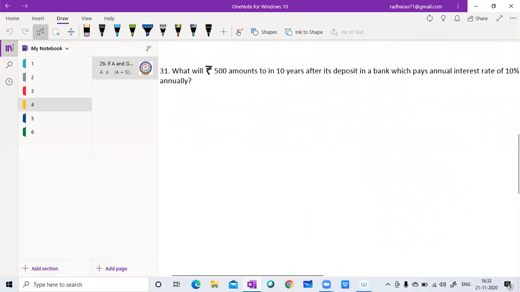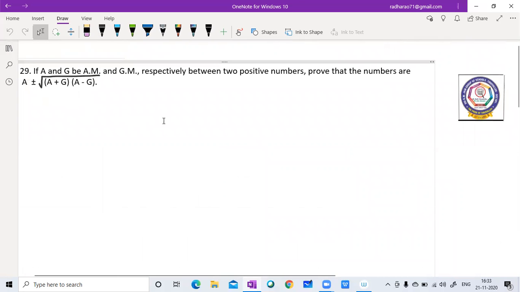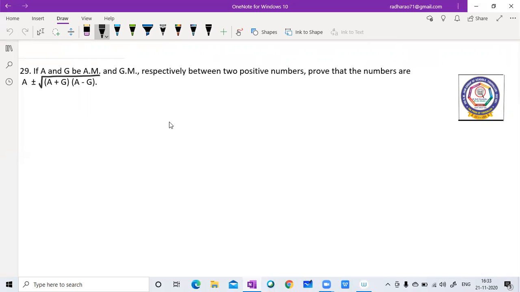Let us move on to the next problem, 29th sum. If A and G be arithmetic mean and geometric mean respectively between two positive numbers, prove that the numbers are A plus or minus root A plus G into A minus G. We have to prove that the numbers are A plus or minus root A plus G into A minus G.